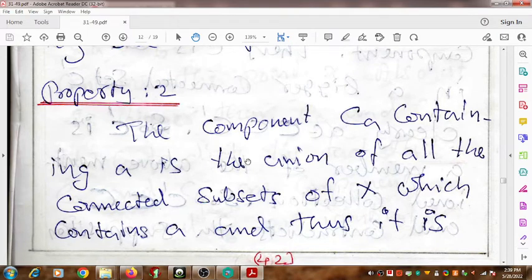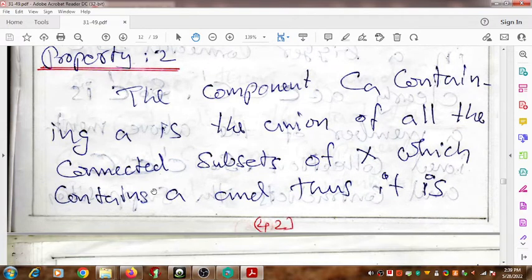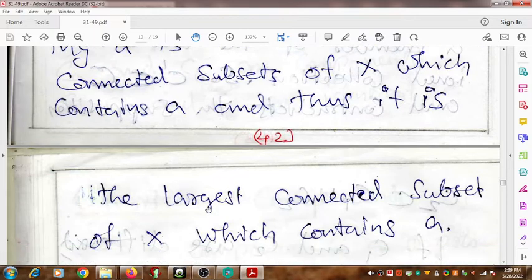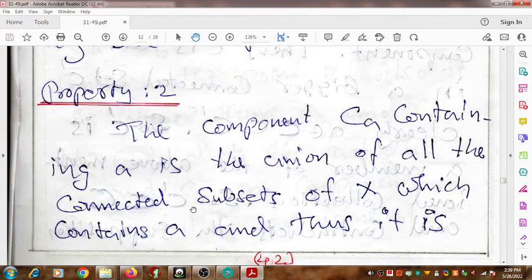The component CA containing A is the union of all connected subsets of X which contain A, and thus it is the largest connected subset of X which contains A. See, the component CA, we name the component the connected part of the topological space X which contains a point A, where A is an element of X, and CA is the component that contains the point A.